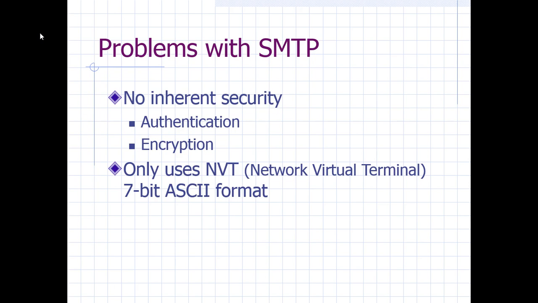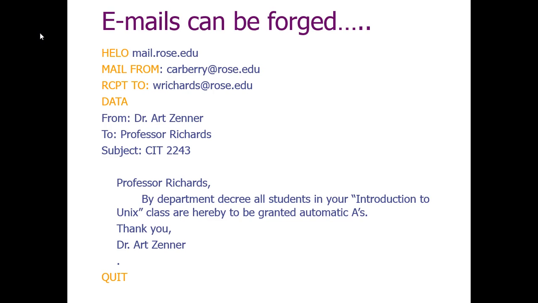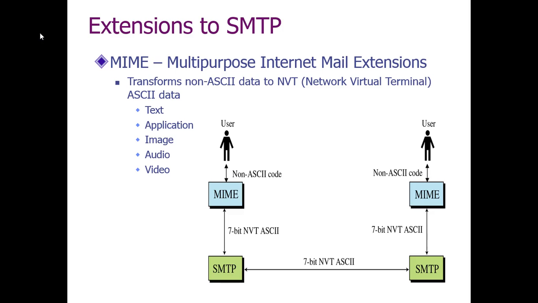Problems with SMTP is that there is no inherent security. That means authentication and encryption are not there. It only uses what is called NVT, the network virtual terminal, that is 7-bit ASCII format. One big problem is that email can also be forged and SMTP cannot detect it. So you use something called MIME, that is multipurpose internet mail extensions. This is an extension to SMTP.